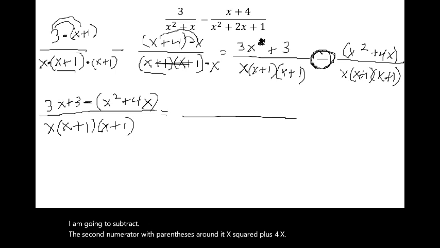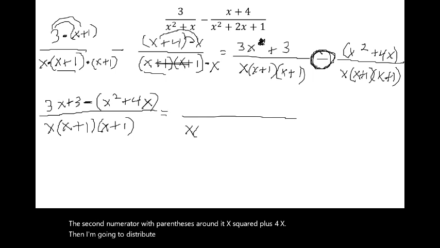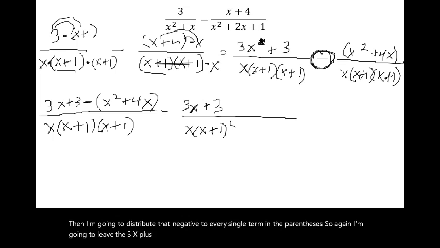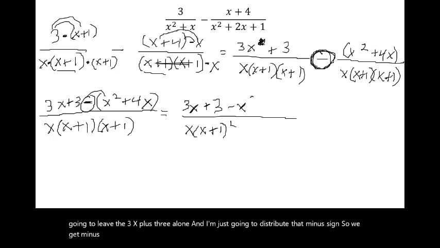Then I'm going to distribute that negative to every single term in the parentheses. So again, I'm going to leave the 3x plus 3 alone. And I'm just going to distribute that minus sign. So we get minus x squared, and then minus 4x.